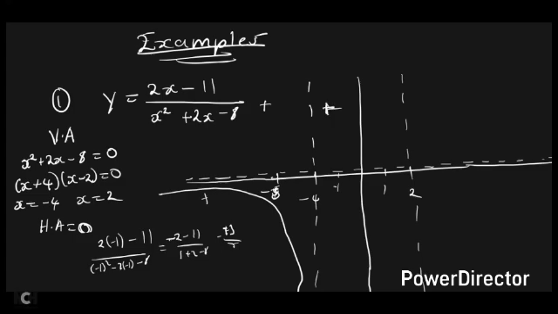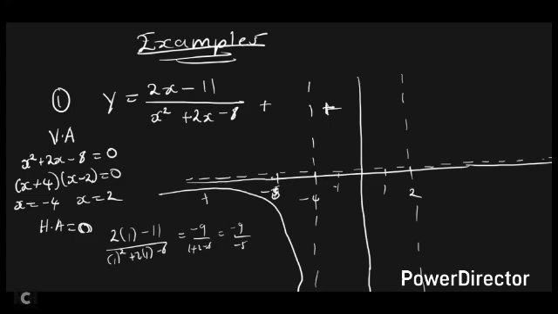What will happen to the other one? Do the same thing; it will also give you positive. So it's 2 times 1, minus 11, over 1 squared, plus 2 times 1, minus 8. That is negative 9 over negative 5, which is positive again. So your graph will come like this, and goes like this again. Even if you test this side, it will give you a negative, meaning that the graph will be like this.